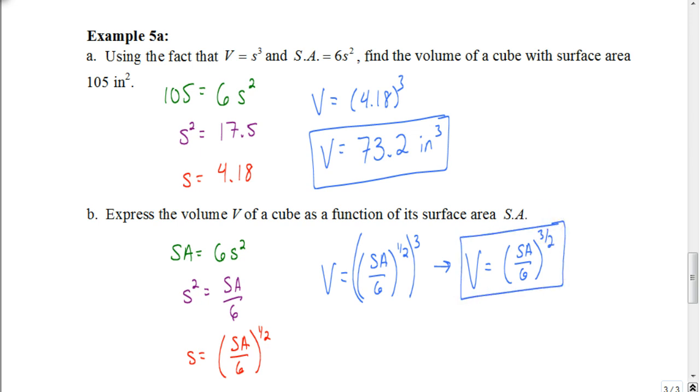So it would be the surface area divided by 6 raised to the 3/2 power. So now that I have that formula, if I wanted to, for this previous problem, I could have just put 105 in for my surface area, divided by 6, raise that to the 3/2 power, and you'd also get 73.2 square inches.